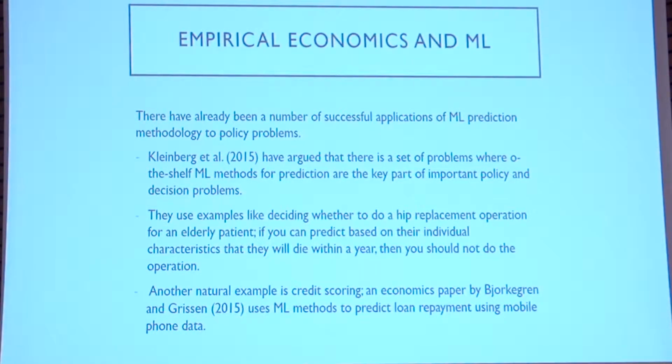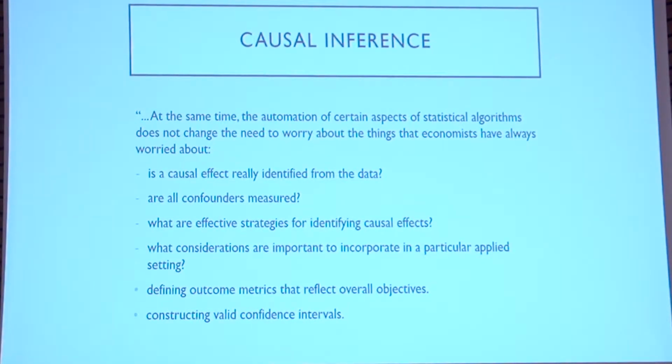And then there are other examples where it's used to identify the optimal decision taking or policy making. And it's moving more and more into credit market analysis and into more and more fields in economics. But one thing we have to keep in mind, and here I will quote partly from Athey's paper, where she says in the conclusion: at the same time, the automation of certain aspects of statistical algorithms does not change the need to worry about the things that economists have always worried about.